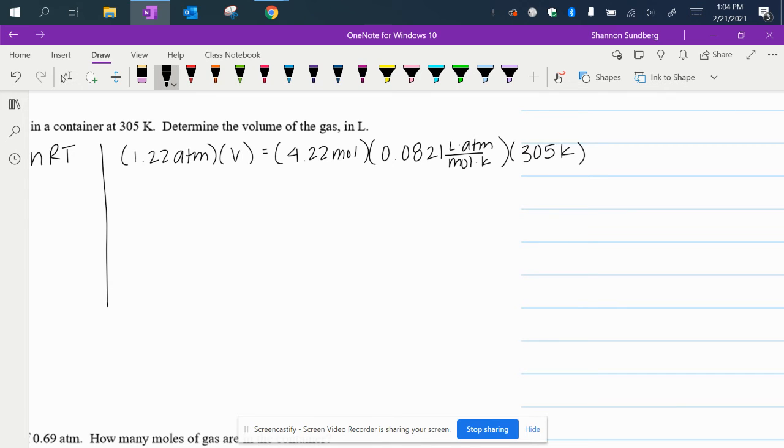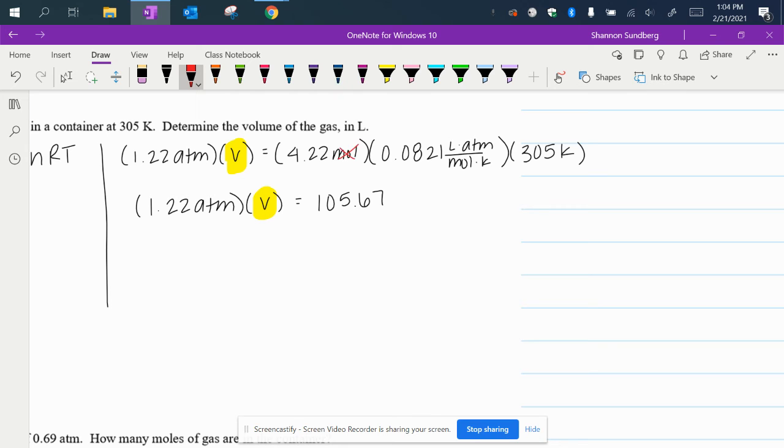Okay. I don't like putting too many numbers in my calculator at the same time and then trying to divide. So what I'm going to do first is clean up the right side there and multiply all those numbers together. So let me get my second line here. 1.22 atm times my volume. I'm just going to highlight it so I know what I'm trying to solve for and I don't lose it. And when you multiply 4.22 times 0.0821 times 305, you get 105.67.